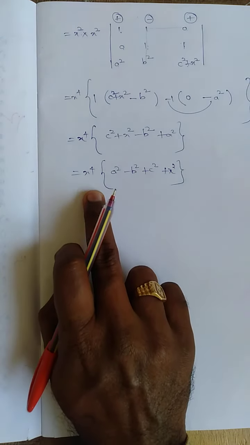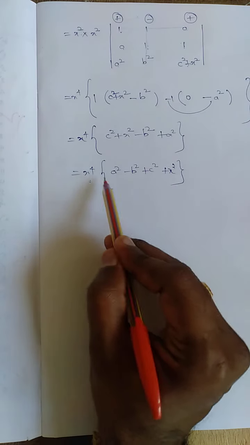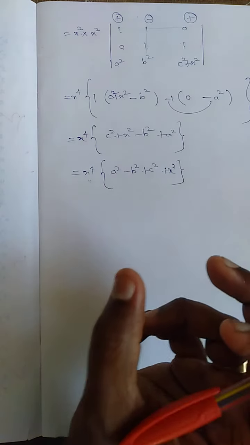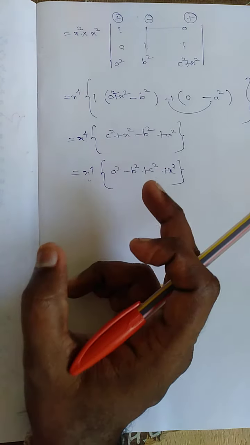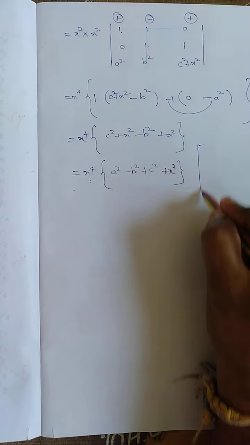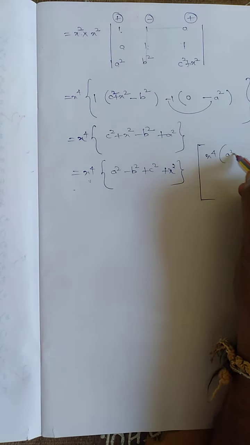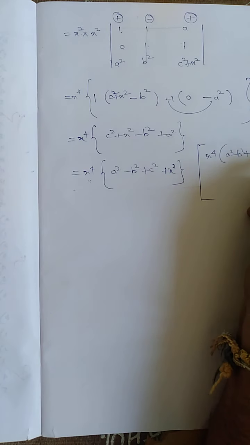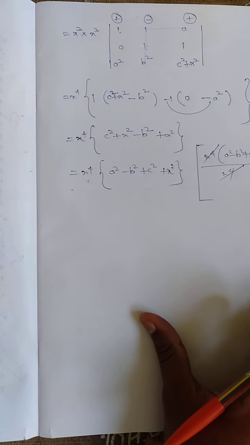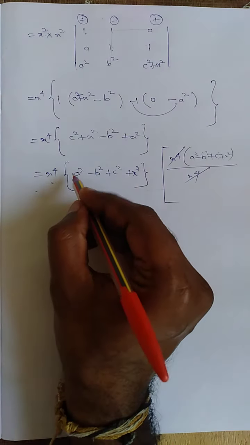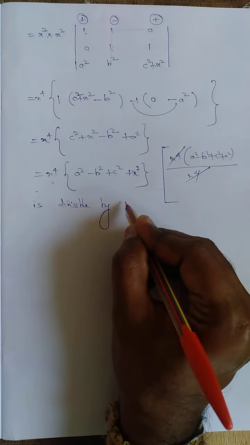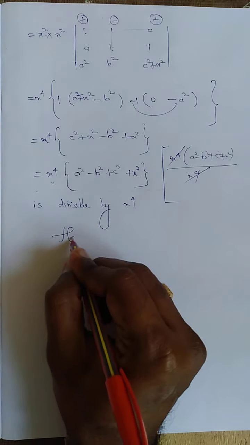If we look at this term, this value is divisible by x power 4. What is the question? I need to find the value of the determinant, and that determinant value should be divisible by x power 4. See, if we divide x power 4 into a square minus b square plus c square plus x square by x power 4, both will be cancelled. It's a divisible one. So no problem for us. Therefore, it is divisible by x power 4. Hence proved. That's all.